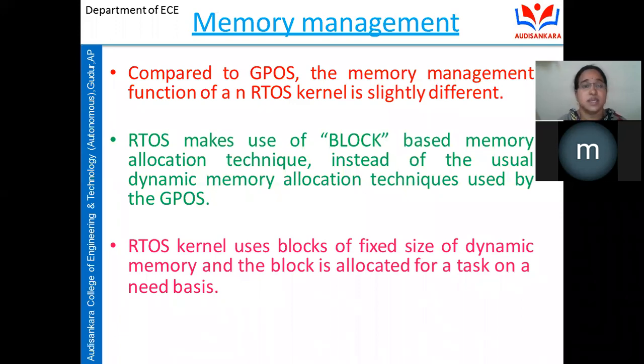So here you can see that, compared to the general purpose operating system, the memory management functions of the real-time operating system kernel are slightly different. The real-time operating system uses the block-based memory allocation technique instead of the usual dynamic memory allocation technique followed by the general purpose operating system. This kernel uses blocks of fixed size of dynamic memory, and a block is allocated for a task on a need basis.